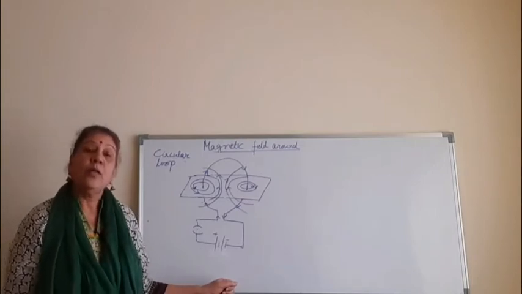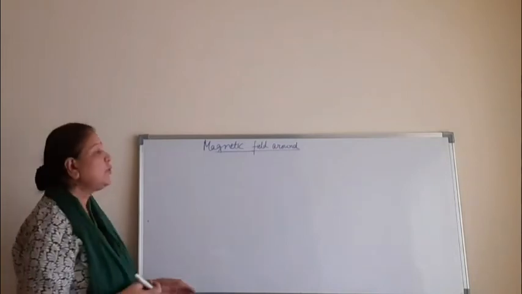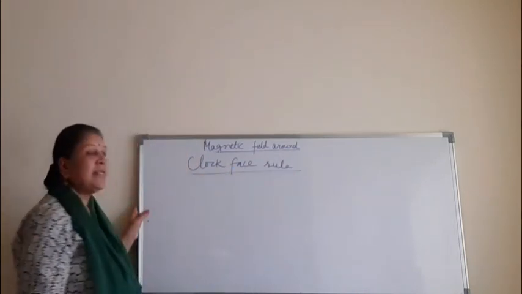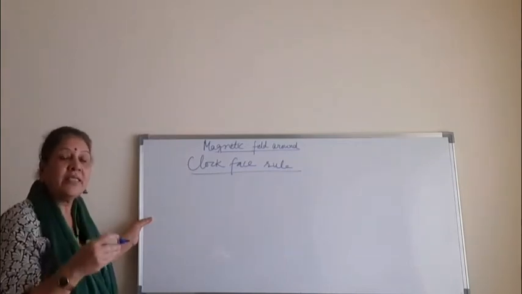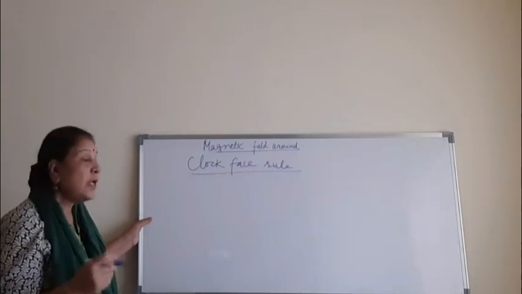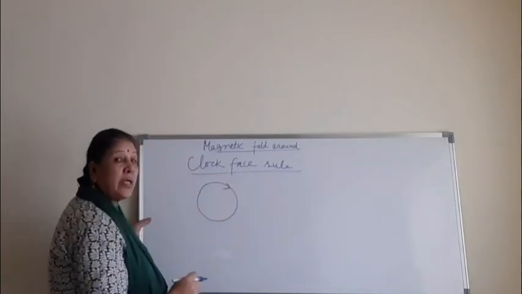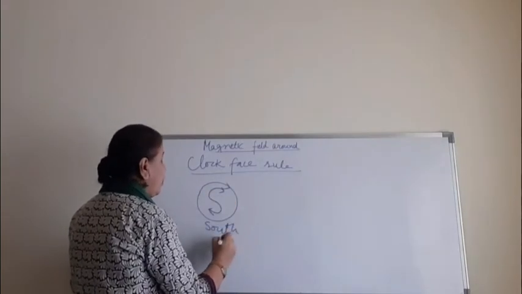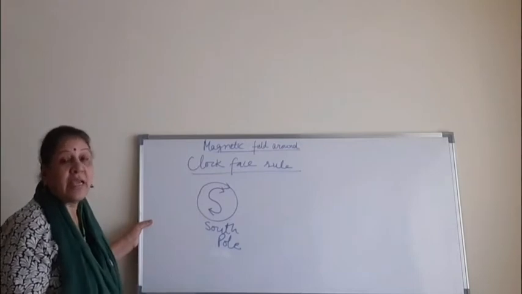We are going to discuss now the magnetic field around a solenoid. Before coming to that, I would like to introduce the clock face rule to you. And what is that? According to the clock face rule, the circular loop of wire can be considered as a disc. So one face will have one pole and the other side will have the other pole of a magnet. Now, in one face, if the current is in the clockwise direction, then that face is considered as south pole.